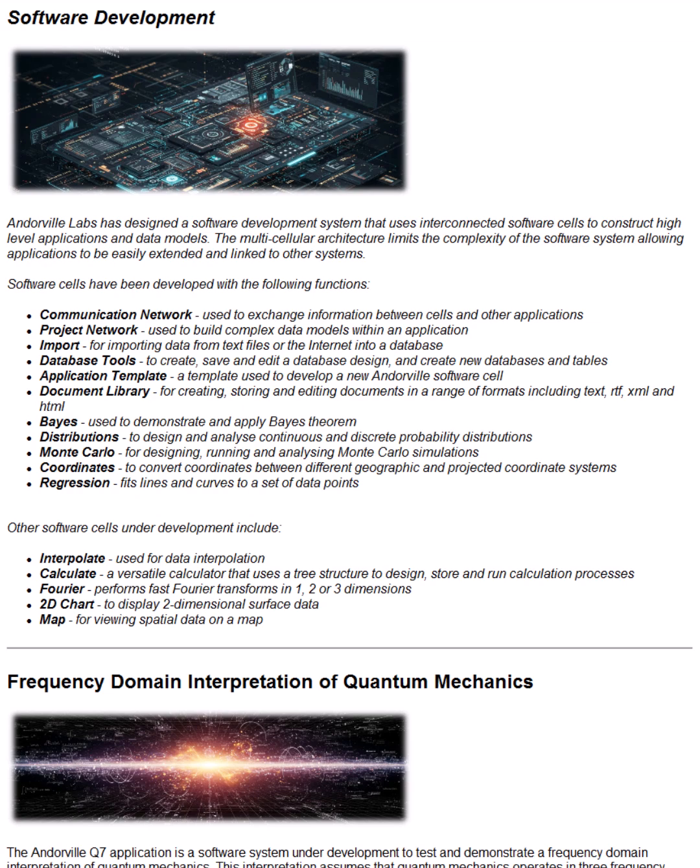of data points. Other software cells under development include interpolate, used for data interpolation; calculate, a versatile calculator that uses a tree structure to design, store, and run calculation processes; Fourier, performs fast Fourier transforms in 1, 2, or 3 dimensions; 2D chart, to display two-dimensional surface data; and map, for viewing spatial data on a map.